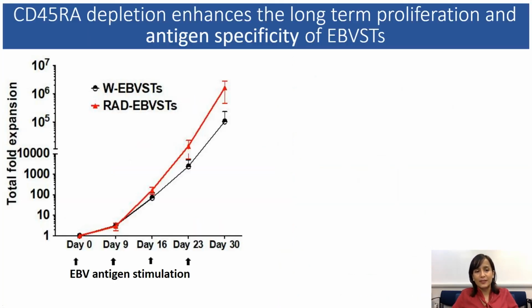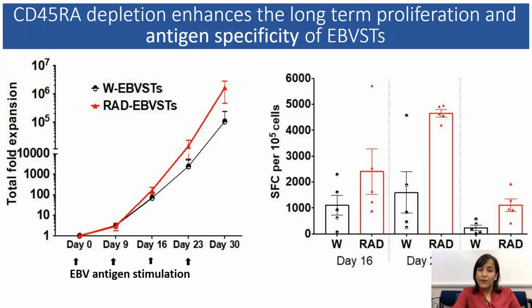Then, after we know that there are some phenotypic differences, we did want to look into the long-term proliferation. So, in order to look into that long-term in vitro proliferation, we provided simultaneous antigen stimulation every day 7 after day 9 and looked into the proliferation of our T cells. As you can notice here, with each antigen stimulation, RAD EBVSTs in red do continue to proliferate with much higher expansion fold than what you observe with whole EBV-specific T cells.